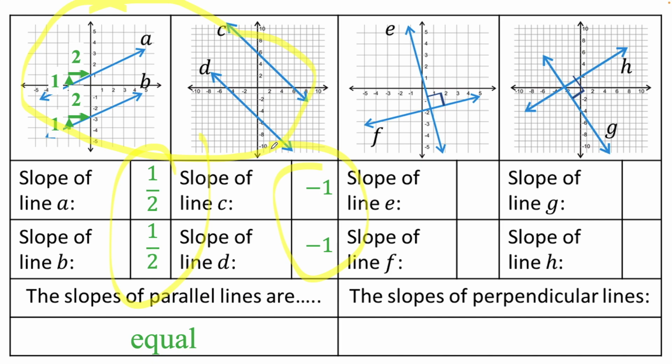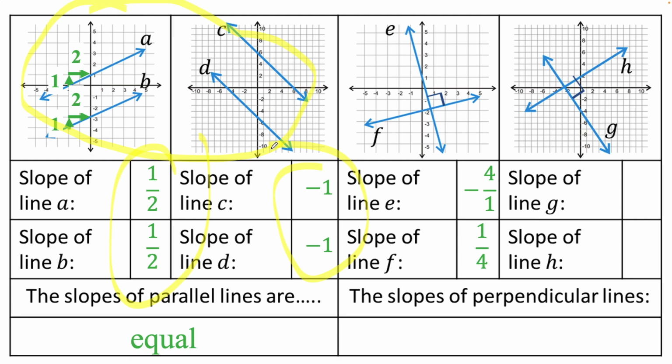They're equal. So the slopes of parallel lines are always equal. What about the slopes of perpendicular lines? We know they meet at 90 degrees, but what does that mean for their slopes? So the slope of line E is -4 over 1. The slope of line F is 1 over 4. So look at those. Do you notice anything?